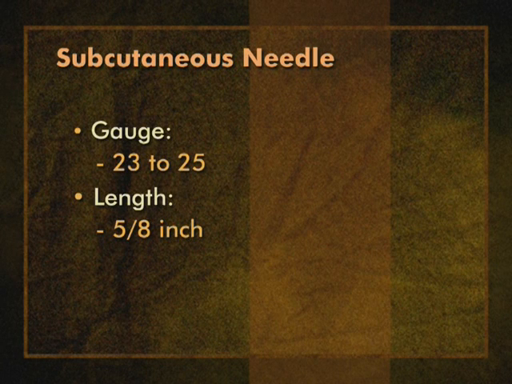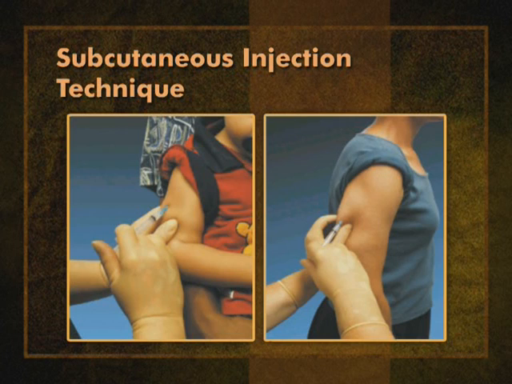The recommended needle size for subcutaneous injections in all age groups is a 23 to 25 gauge 5/8 inch needle. A longer needle could penetrate the muscle, particularly if given at an incorrect angle. To avoid reaching the muscle, the fatty tissue is pinched up and the needle is inserted at a 45-degree angle. A more perpendicular approach is used for an intramuscular injection.